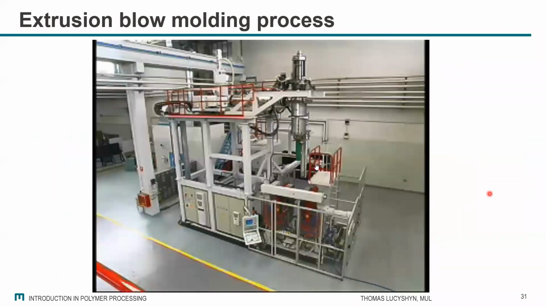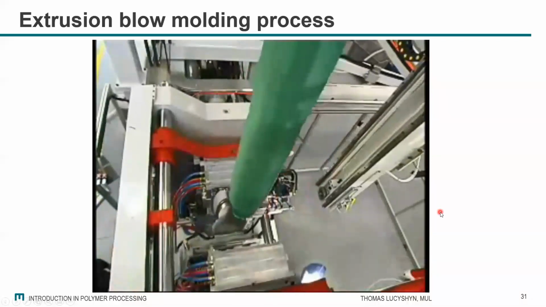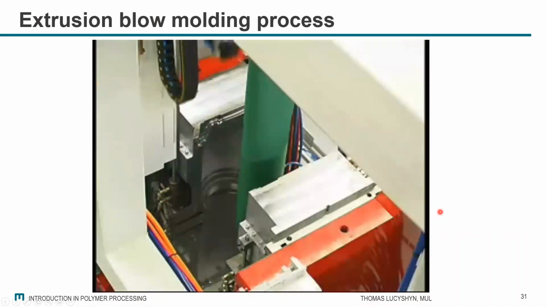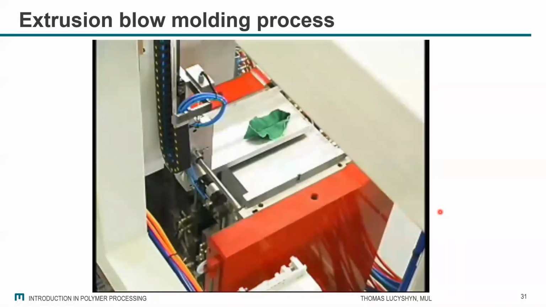There is a movie showing you how it works. It's a bigger container. Now the parison is extruded vertically down to the mold, which is open at the moment. It comes down, then the mold is closed, and it's blown already, very fast.